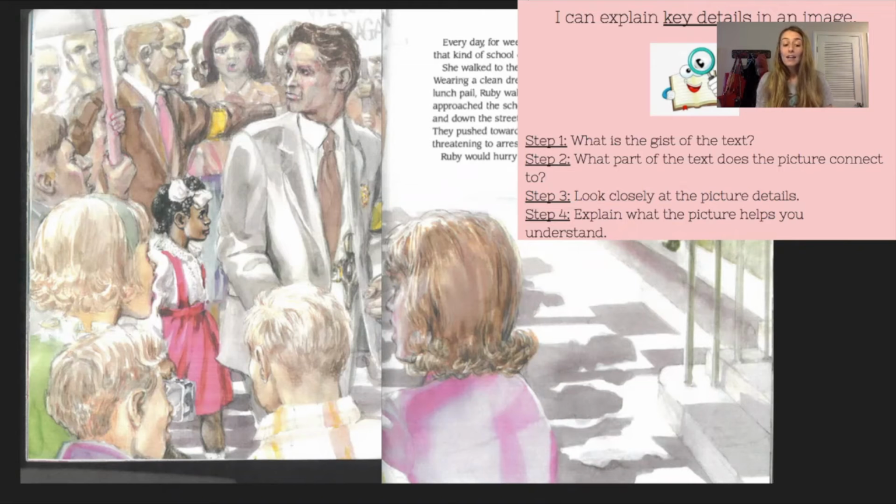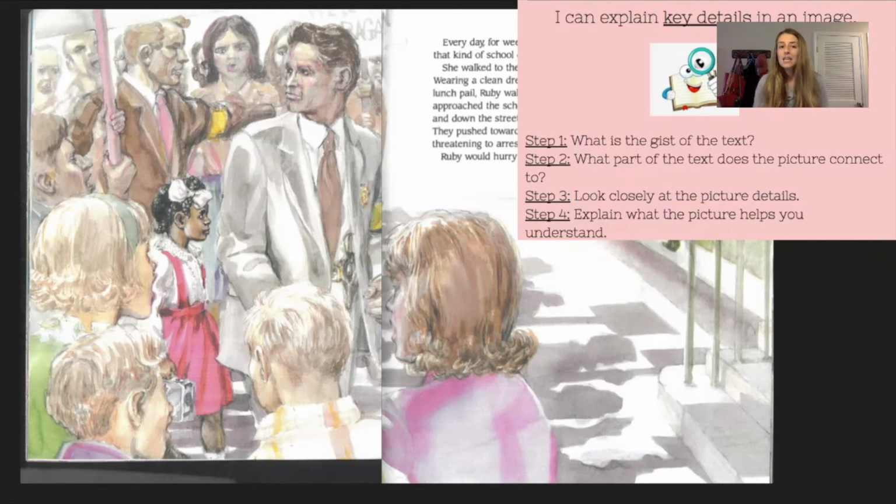Angry white people gathered outside to protest Ruby going to school. And Ruby was the only student in her class. And even though the crowd protested for months every time Ruby walked to school, she stopped and prayed for them every day. So that's the gist and the big idea of the story.